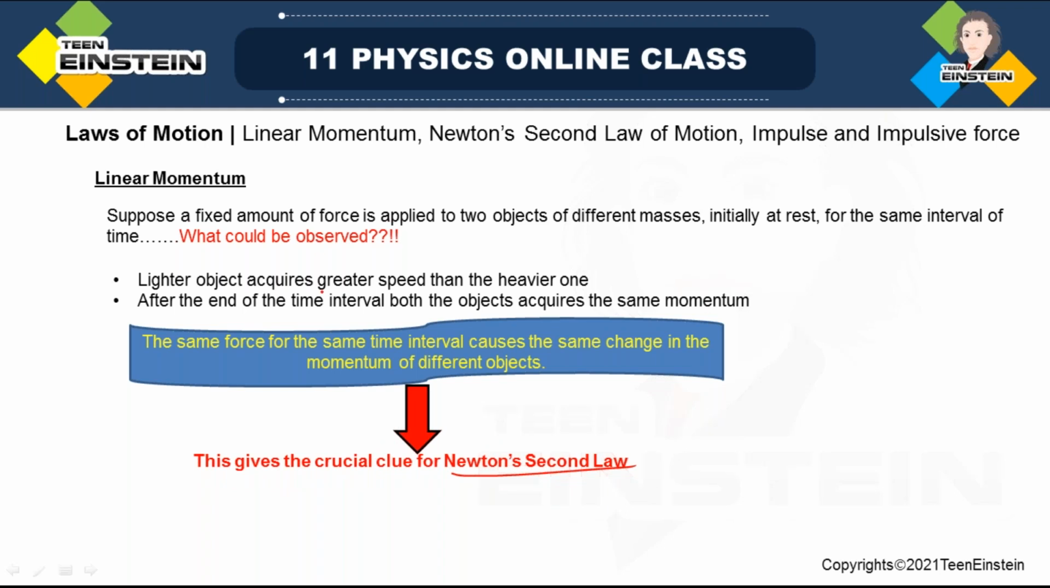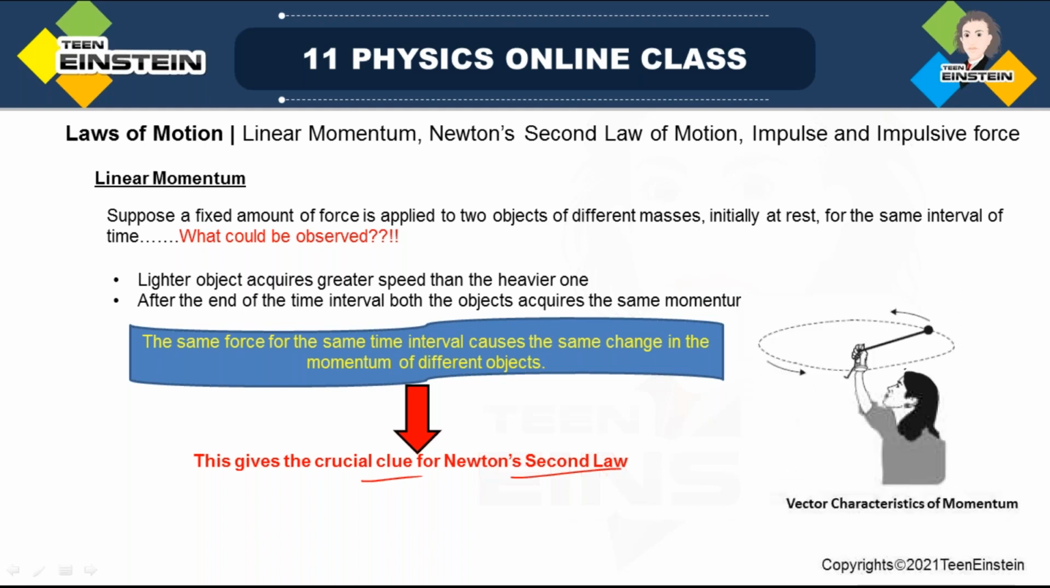So Deepa, do you understand this philosophy that I just conveyed to you? I had taken two different objects with different masses. They have been given the same amount of force. They acquire different velocities, but the change in momentum for both of them will be equal. So what does this mean? This actually gives the crucial clue for Newton's second law of motion. We'll see.